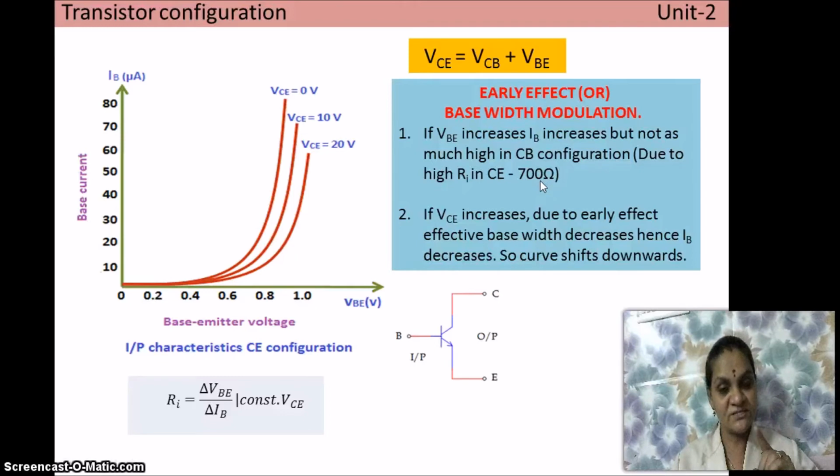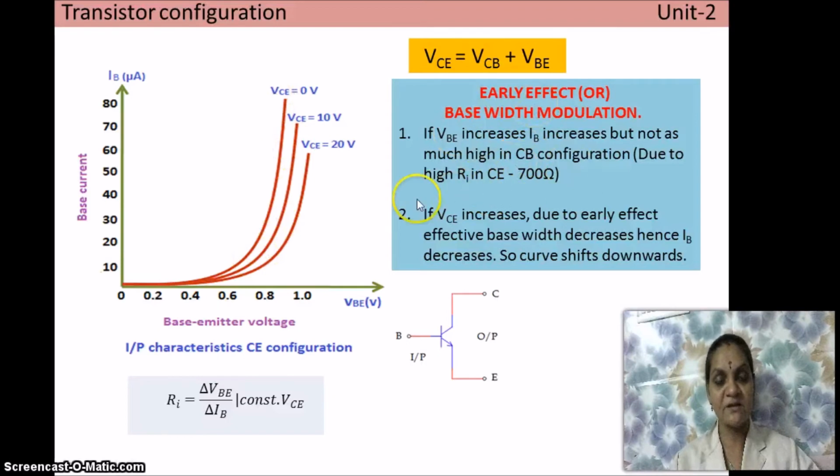So lower input resistance means the input current will be very high, whereas here it is of 700 ohms, so resistance will be high compared to that of common base. So input current will be somewhat low. Input current increases, but not as much as in the common base configuration. The nature of the characteristics is the same, but in common base the emitter current increases drastically, whereas in common emitter the base current increases slowly because the input side has high resistance.